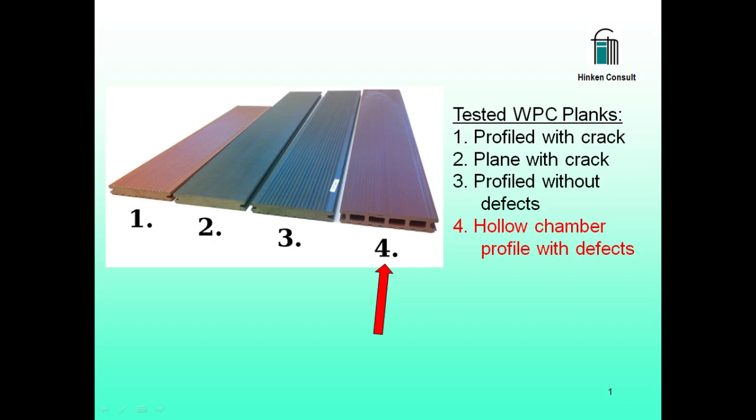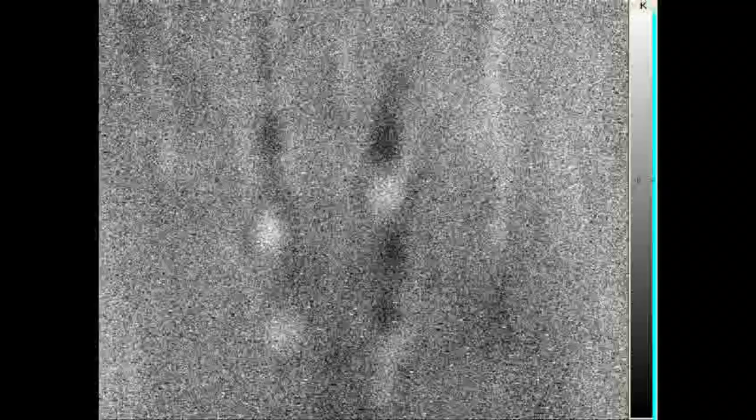Plank 4 has hollow chambers and the surface is profiled. This plank has defects. A few parasitic fillings of the hollow channels can be seen when looking into them from the ends. This is the video. A lot of indications of defects can be seen.